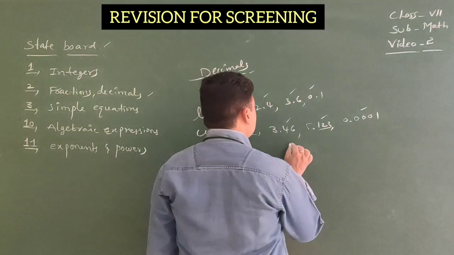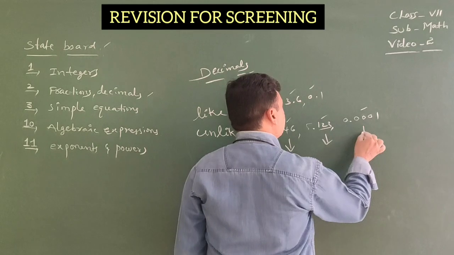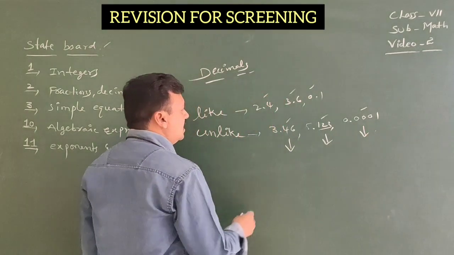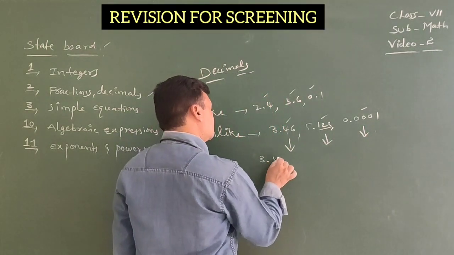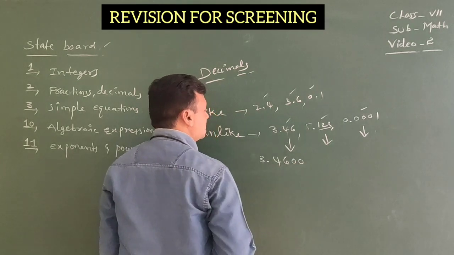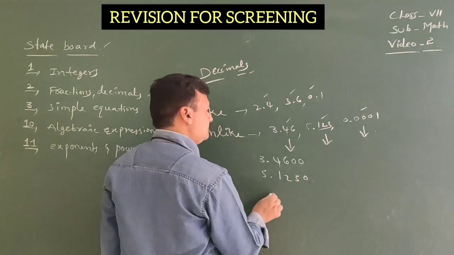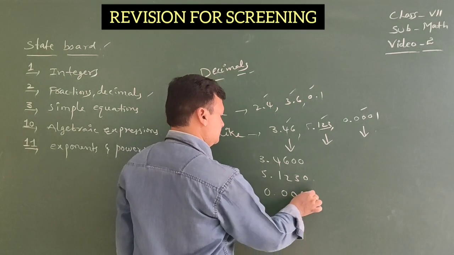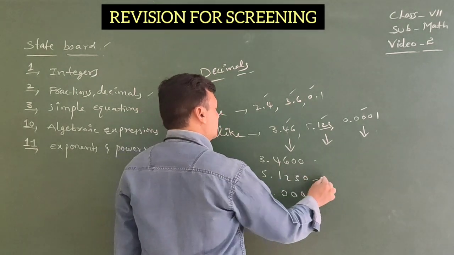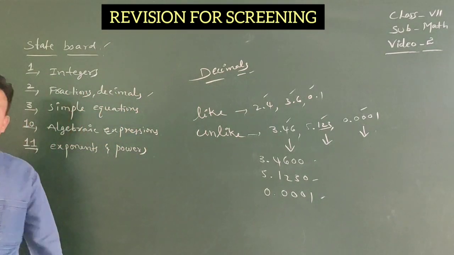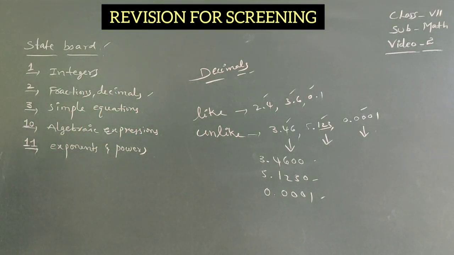But every unlike decimal, by putting zeros at the extreme end of the given decimal, we can convert in terms of like decimals. Now the given decimals are converted in terms of like decimals. In this way, we can convert the given decimals.